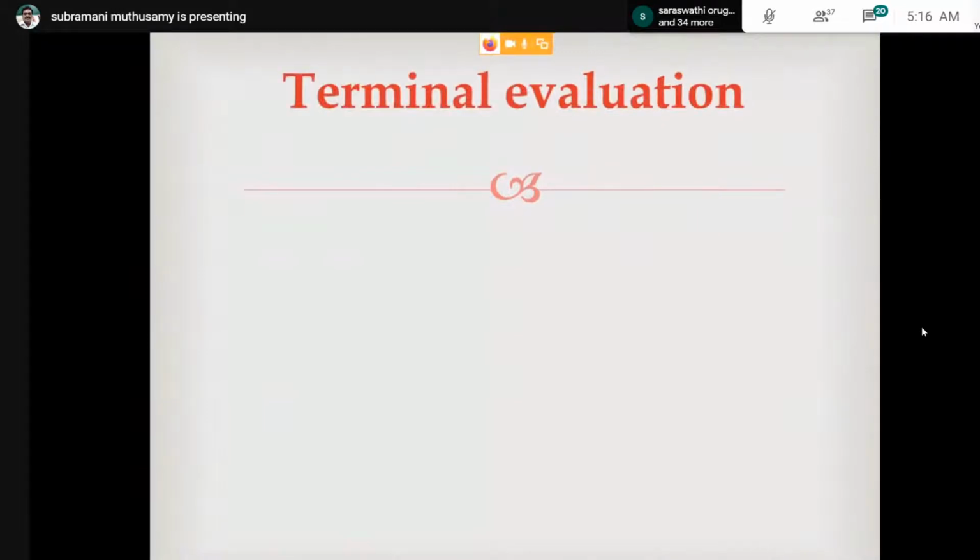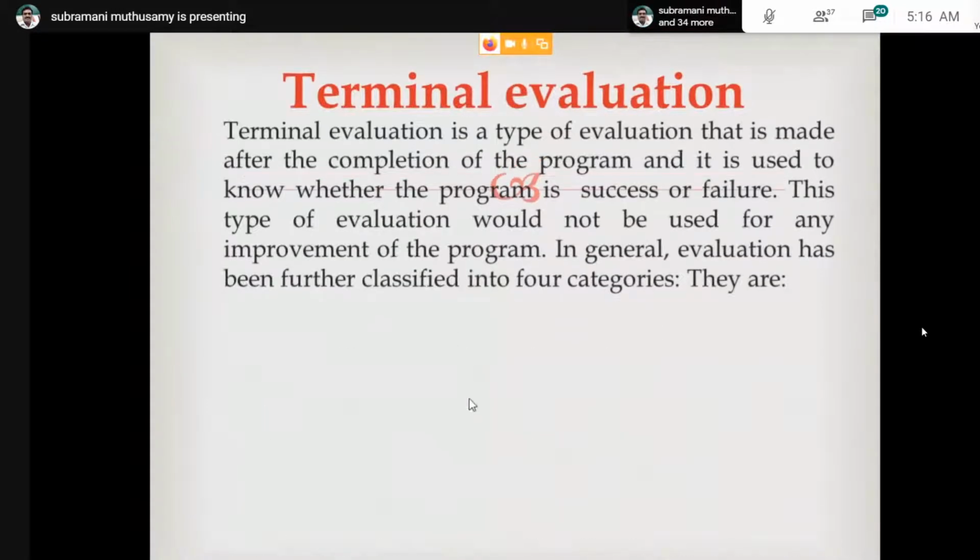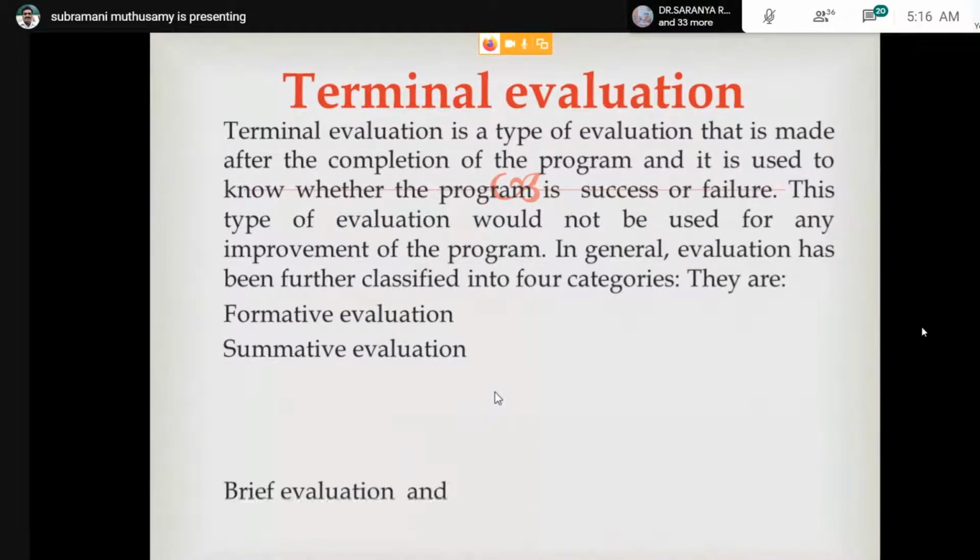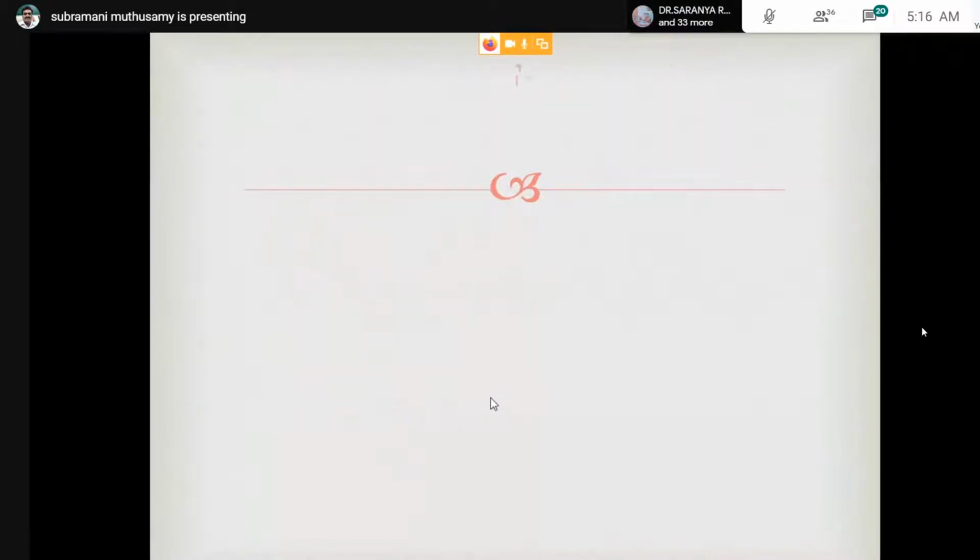The next one is terminal evaluation, which has four types. Terminal evaluation is a type of evaluation that is made after the completion of the program, and it is used to know whether the program is a success or failure. This type of evaluation would not be used for any improvement of the program. In general, evaluation has been further classified into four categories, namely formative, summative, brief, and extensive.